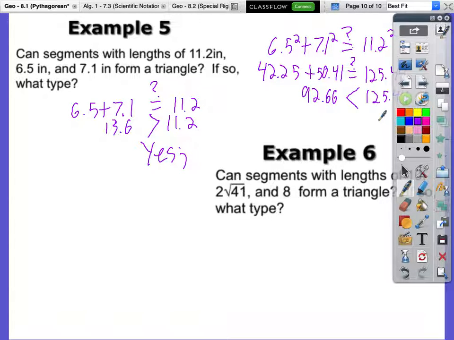So if we go to our little cheat thing up here, c squared being greater than a squared plus b squared means it's an obtuse triangle. So it does make a triangle by this first check. What kind? By the second check, we know it's obtuse because c squared is bigger than a squared and b squared added together.